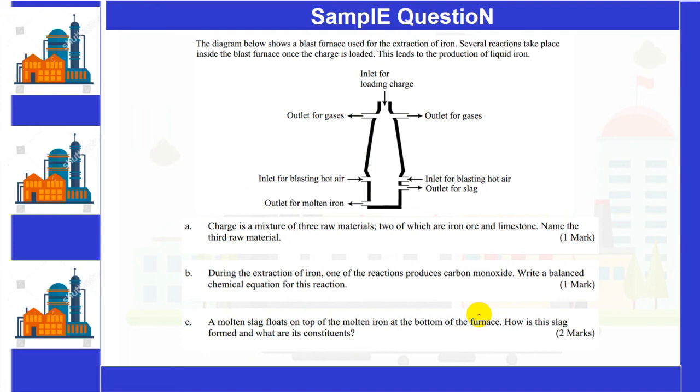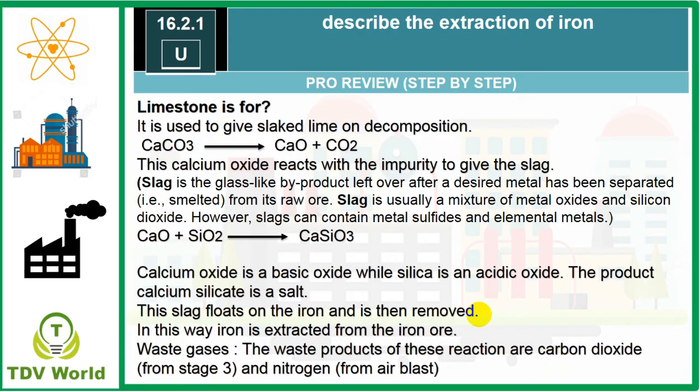The third is: a molten slag floats on top of the molten iron at the bottom of the furnace. How is this slag formed and what are its constituents? That is because of limestone, right? Slag was formed from limestone.